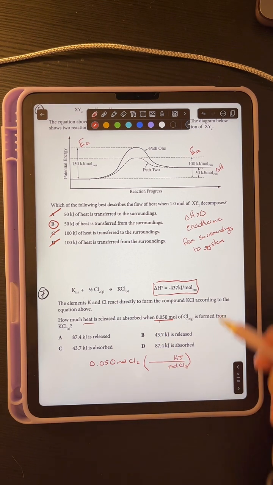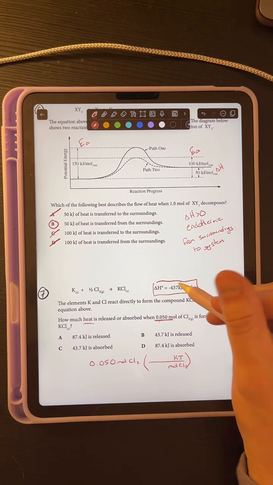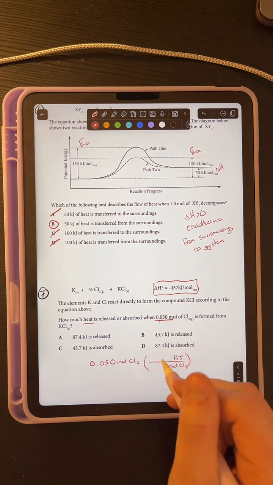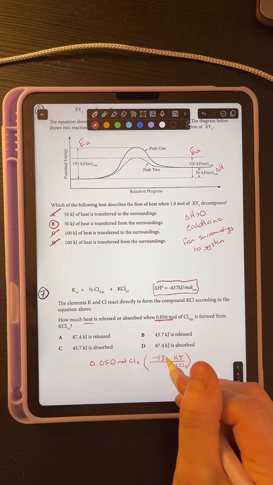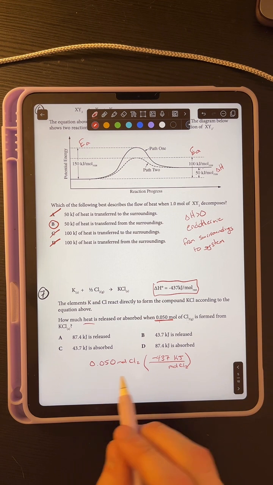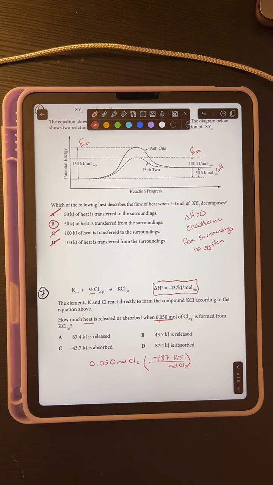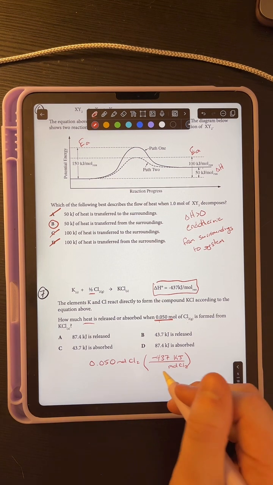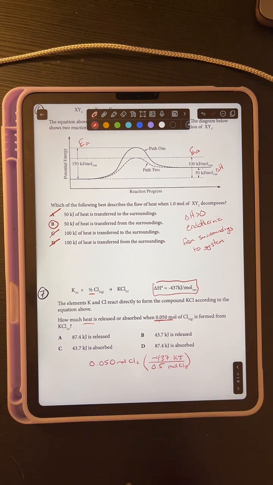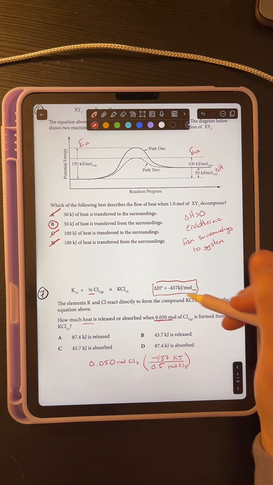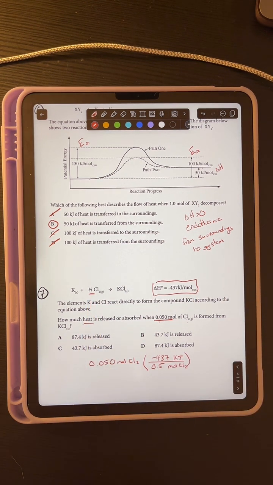So we have this value here, and then we just plug in our values. So for kilojoules, we have -437, and then our stoichiometry here with our Cl2, that is half. So we put half a mole there. So remember, this is per mole, but in our reaction, we only have half a mole.